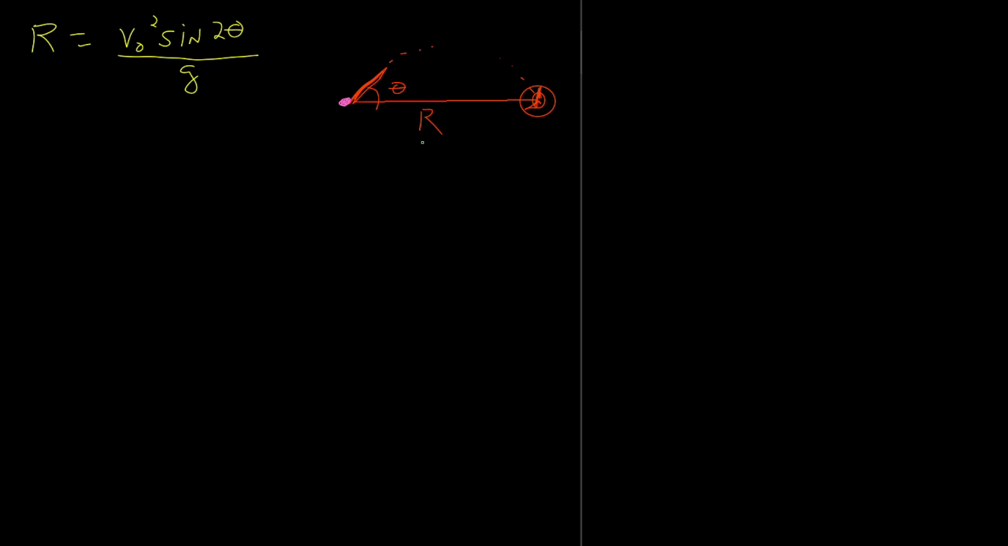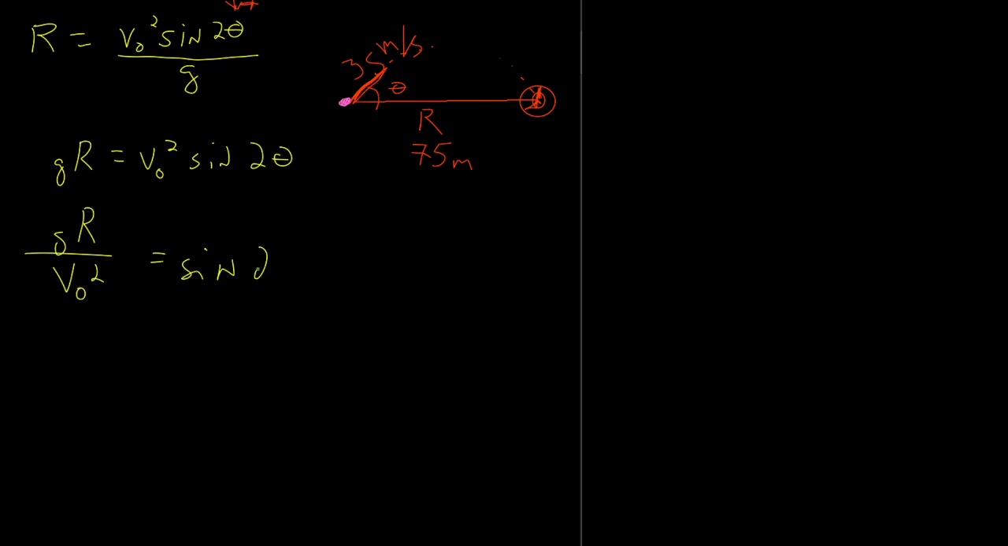And again, for lack of better terms, I'll say this is 75 meters. And this is firing at 35 meters per second. And so what I want to do is solve for theta. So to isolate theta, I'm going to multiply both sides by g. And then I'm going to divide both sides by v naught squared. And I'm going to switch my sides around so I can operate, because I want to isolate theta. There's nothing wrong with that, and equality holds either way.